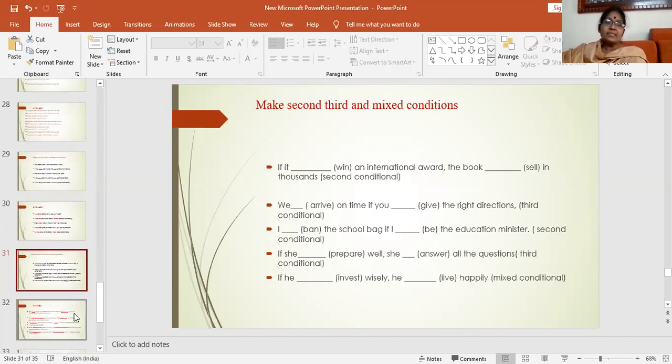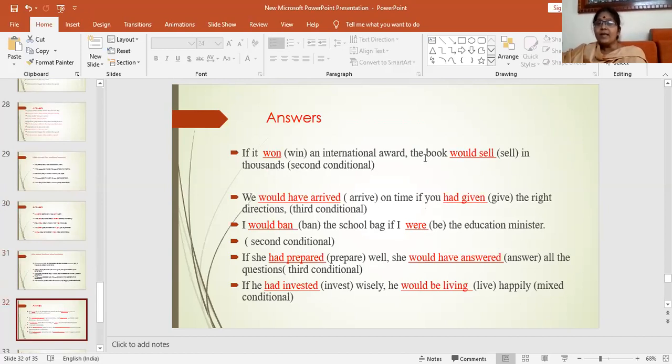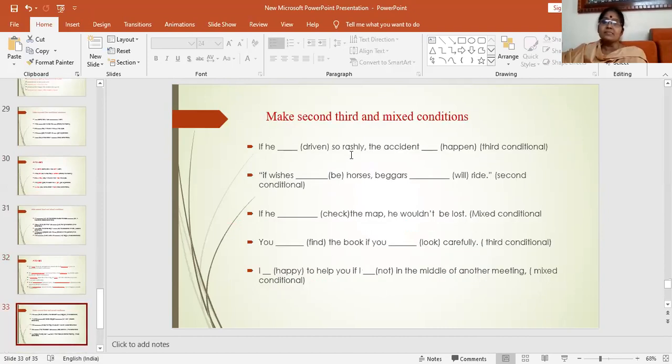So let us check the answers. If it won an international award, the book would sell in thousands. We would have arrived on time if you had given the right directions. I would ban the school bag if I were the education minister. If she had prepared well, she would have answered all the questions, right? If he had invested wisely, he would be living happily. So this is how we frame our sentences.